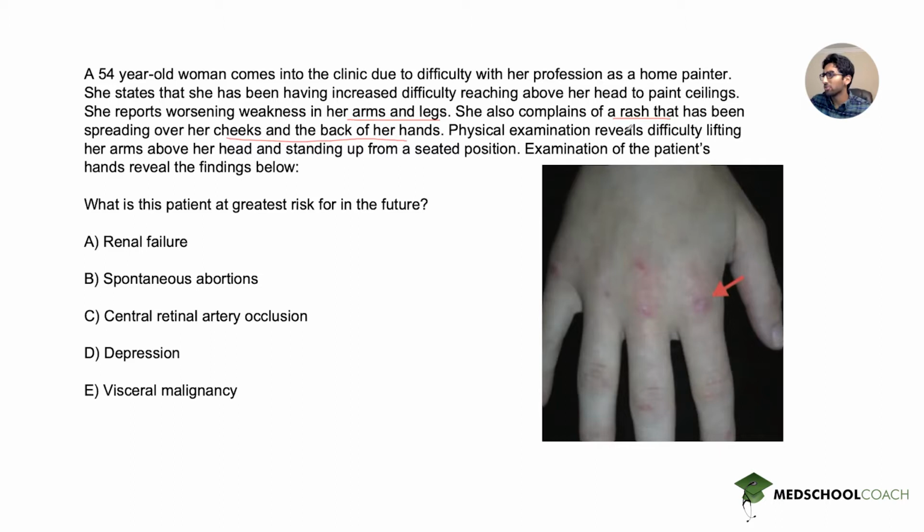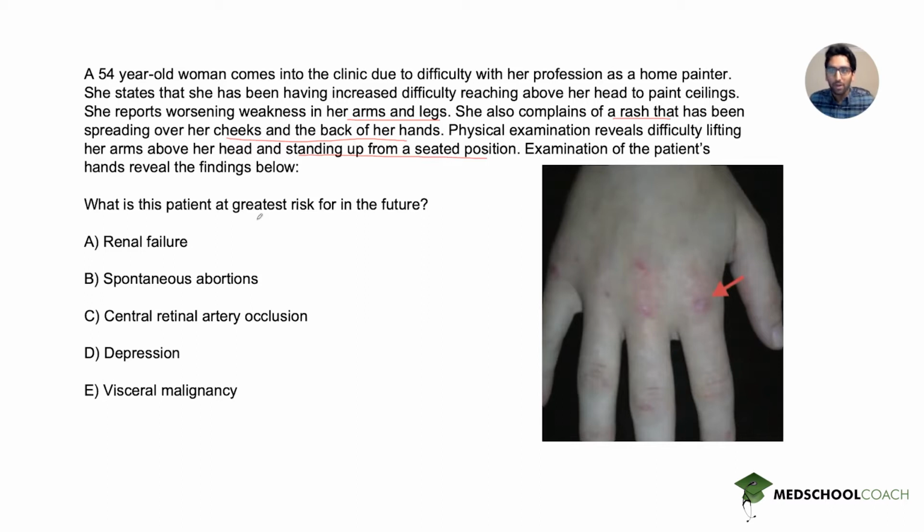Physical exam reveals difficulty lifting her arms above her head and standing up from a seated position. Examination of the hands revealed the following findings. So we see the rash over here on the hand. What is the patient at greatest risk for in the future? So I'll go ahead and give you a chance to pause the video now and think about an answer to this question and take your time to think about it.